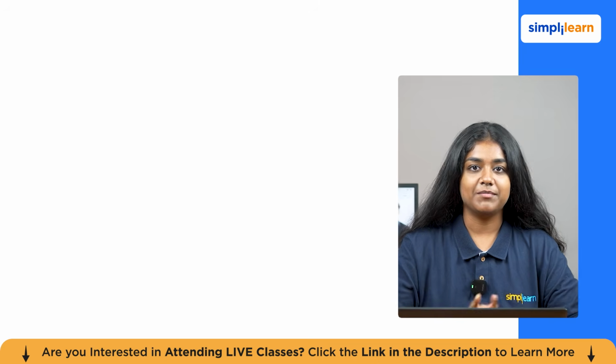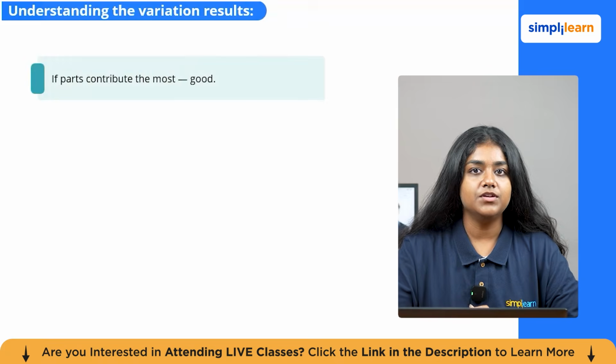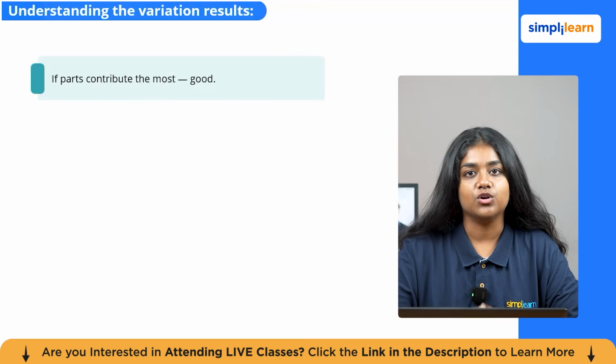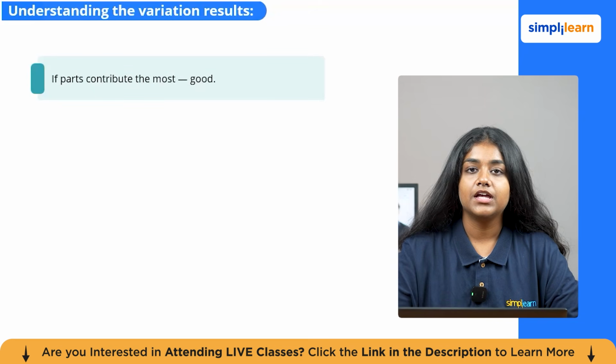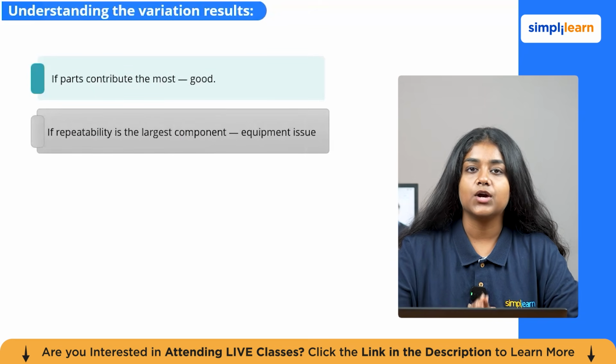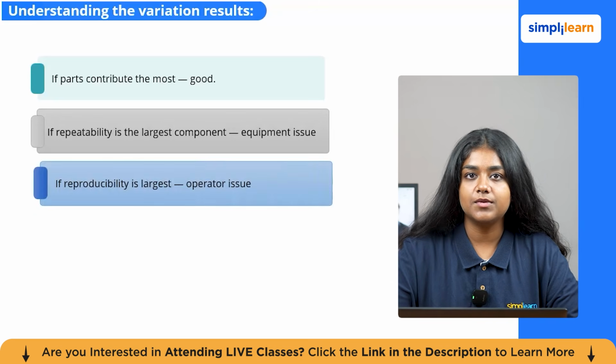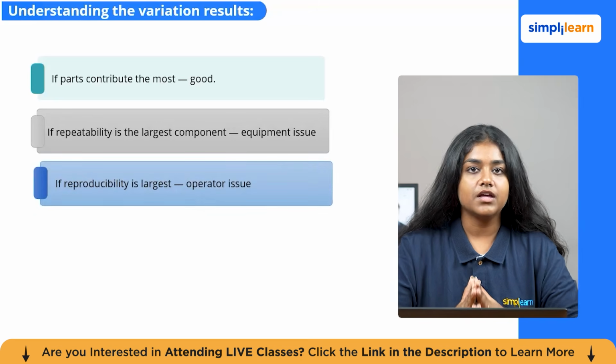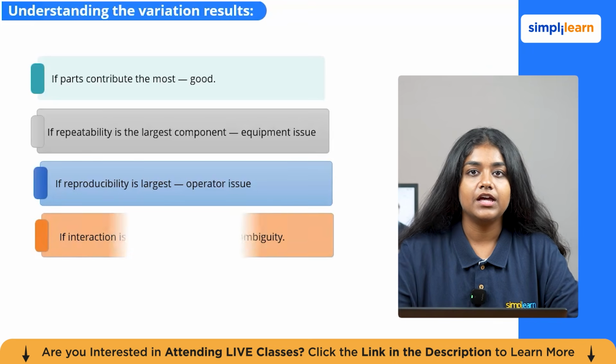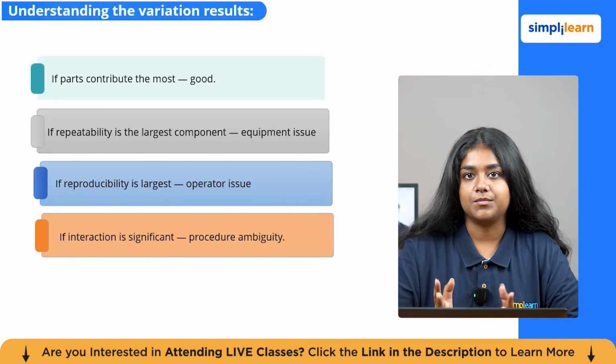So now let's identify major sources of variation. If the parts contribute the most, then it's good. Your gauge can distinguish the parts. If repeatability is the largest component, equipment issue. That is, then you should investigate the gauge. If reproducibility is the largest, it's operator issue. Investigate training and procedures. If interaction is significant, procedure ambiguity.